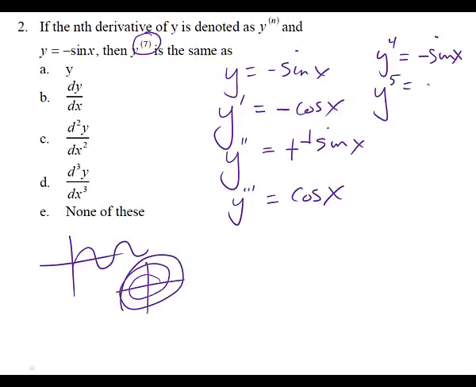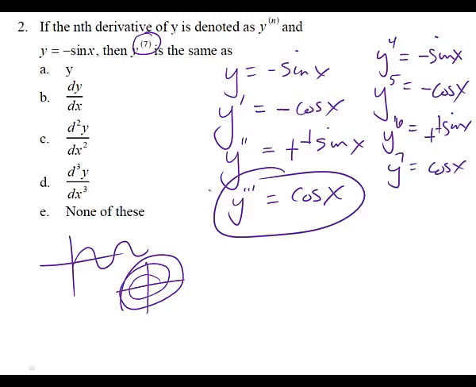Okay, so fifth derivative would have been negative cosine. Sixth derivative would have been negative sine x. So positive sine x. So seventh derivative is cosine x. And it is the same as the third derivative.